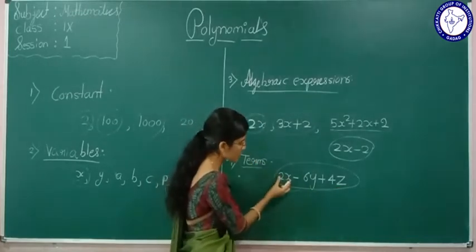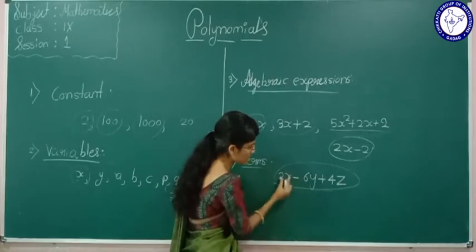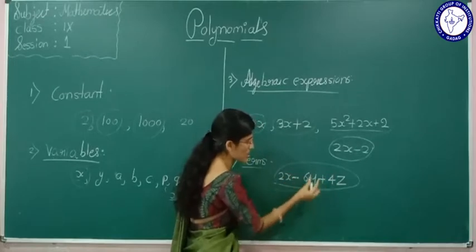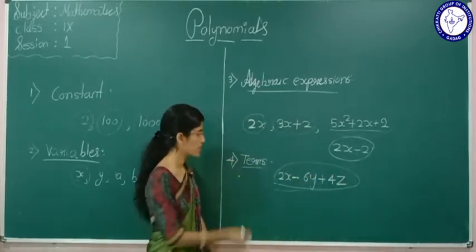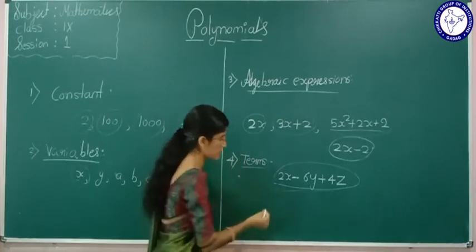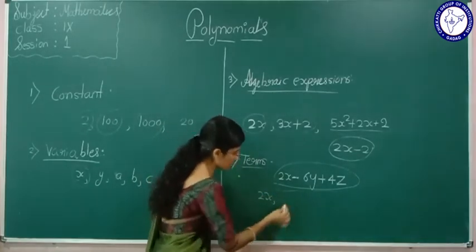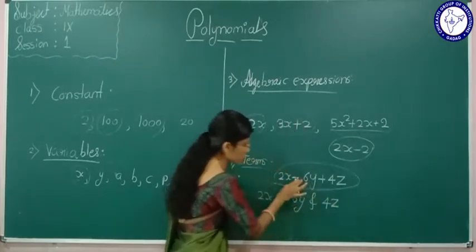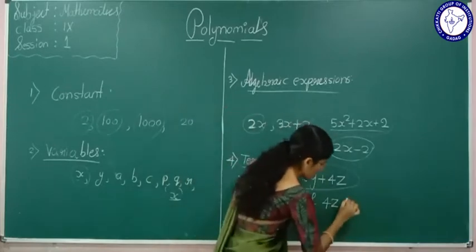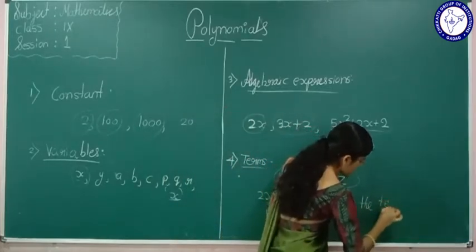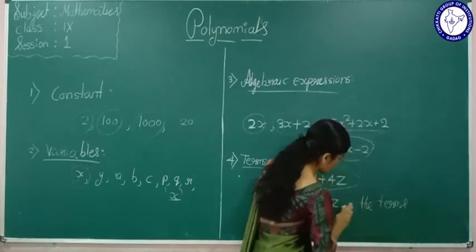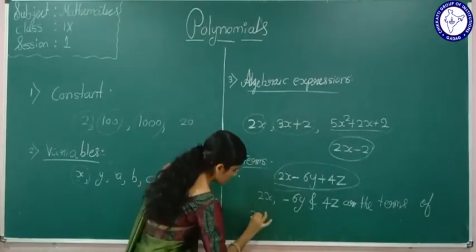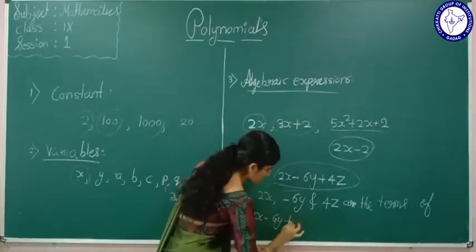The parts of an algebraic expression connected by a plus or minus sign are the terms of the algebraic expression. Here 2x is one term, minus 6y is another term, and 4z is another term. These are the terms of 2x minus 6y plus 4z.